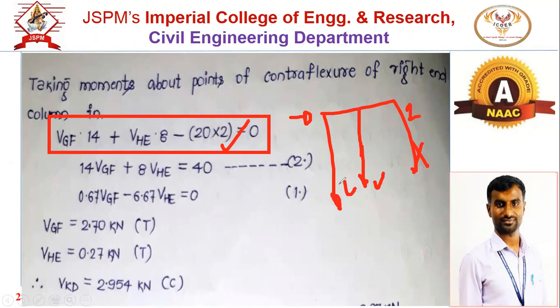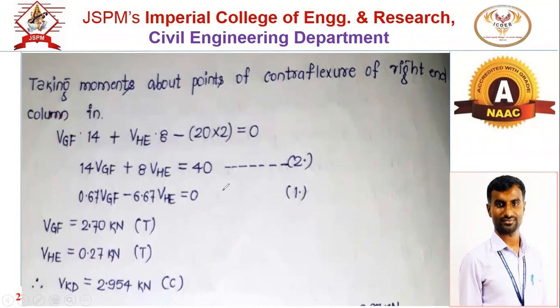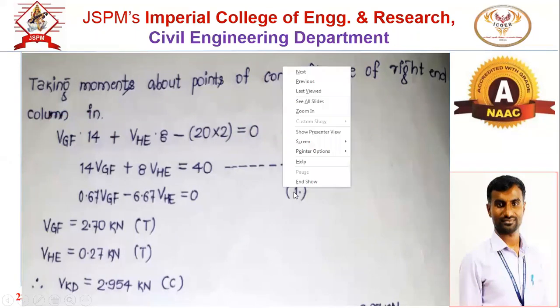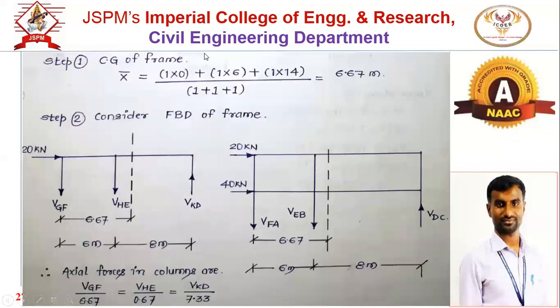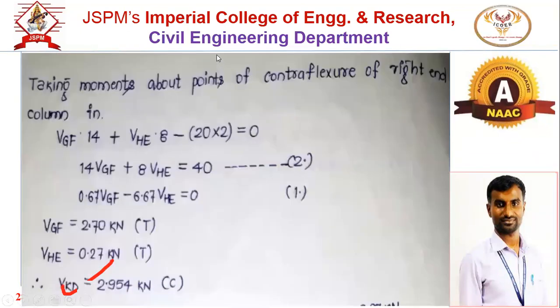So this will be VGF, so 6 plus 8, that will be 14. And for HE, this will be 8 anti-clockwise, that's why positive. So this is one relation you have got, and the proportional relation we already have. So if you compare this condition with this equation number 2, you will get all the axial forces in a particular column.